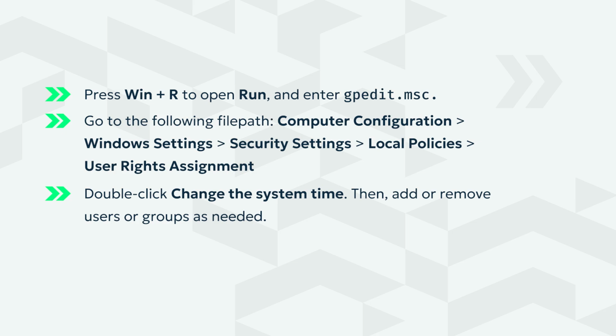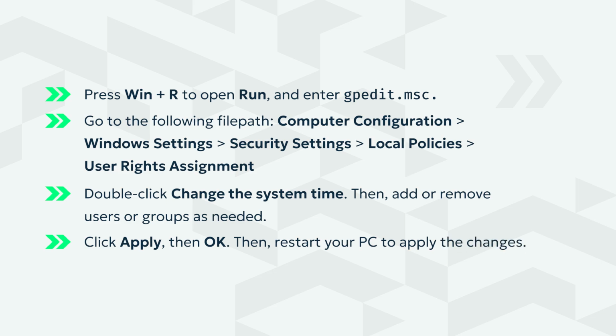Double-click Change the System Time. Then, add or remove users or groups as needed. Click Apply, then OK. Then, restart your PC to apply the changes.